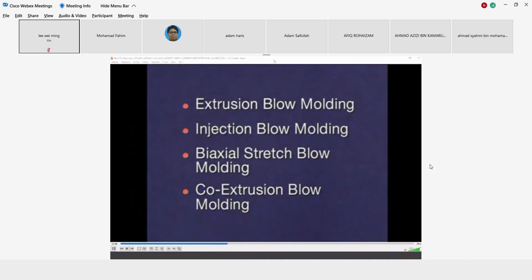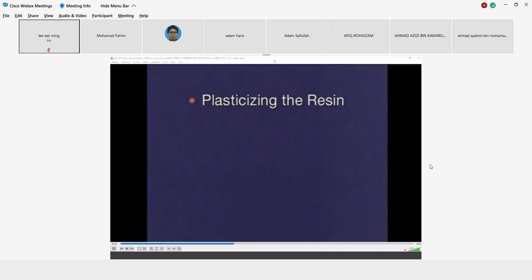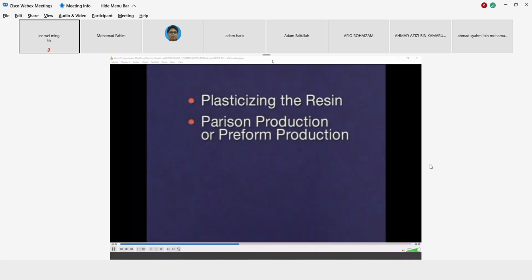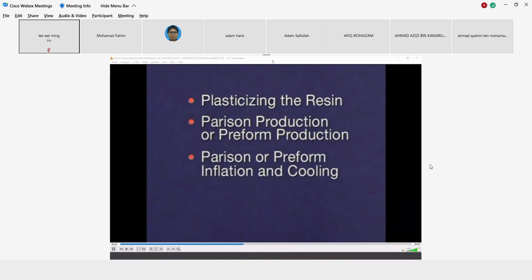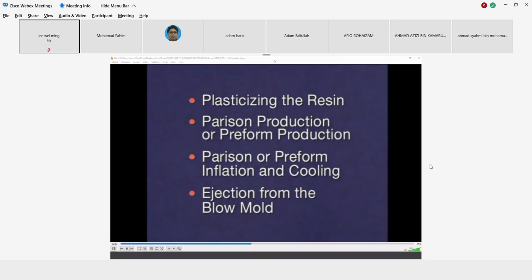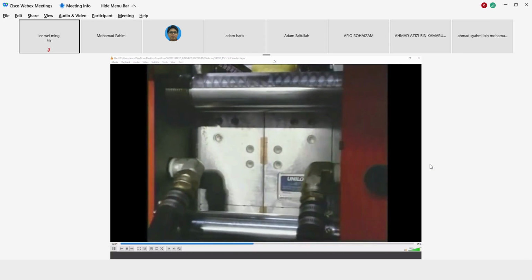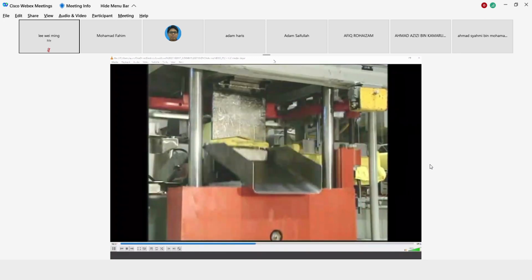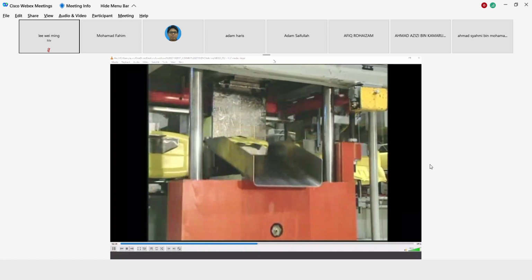In addition, these blow molding processes all share 4 common stages: plasticizing or melting the resin, Parison production when referring to most blow molding operations, or preform production when referring to biaxial stretch blow molding, Parison or preform inflation and cooling in the blow mold, and ejection from the blow mold. A 5th stage is necessary in extrusion blow molding for trimming and finishing the product.